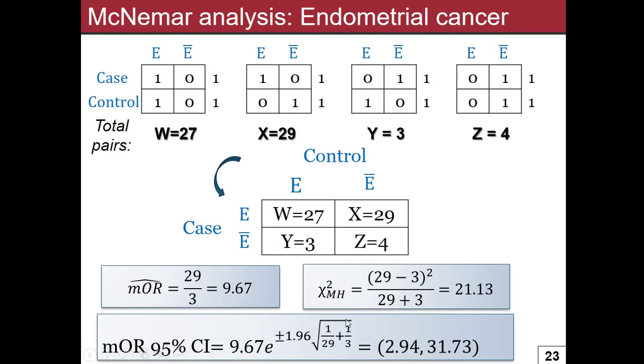Okay, so on this data set, you produce something that looks like this. 29 over 3 is the odds ratio. Wow, that's really big. Is it statistically significant? Yeah. Chi-square test with a test statistic value of 21. So it's a very, very tiny p-value. It's way out on the right tail of a chi-square distribution.